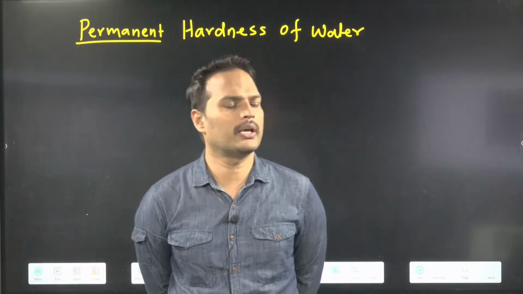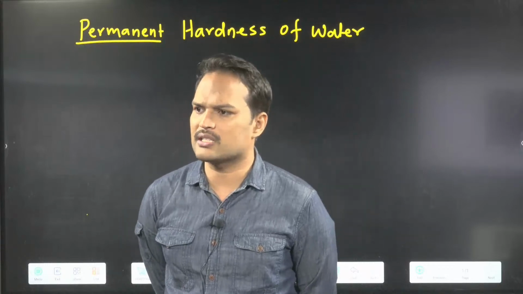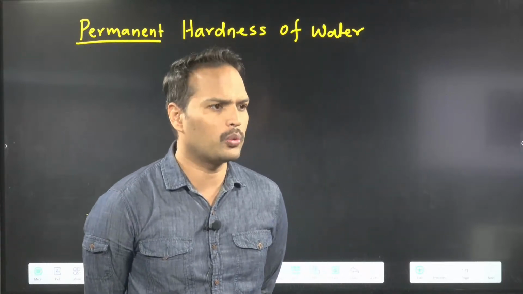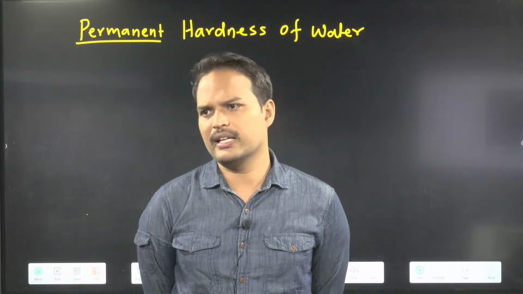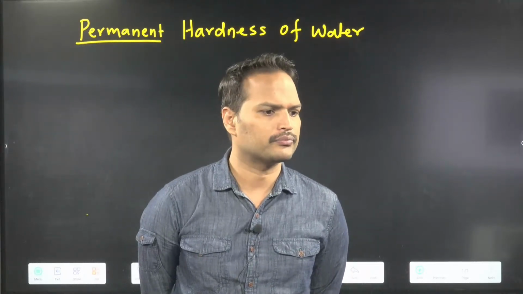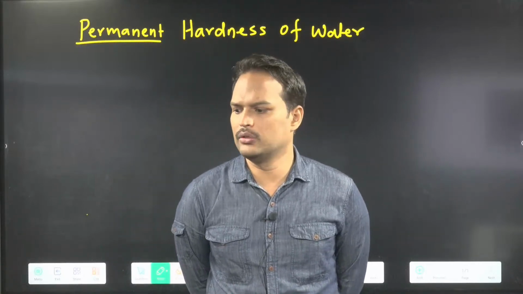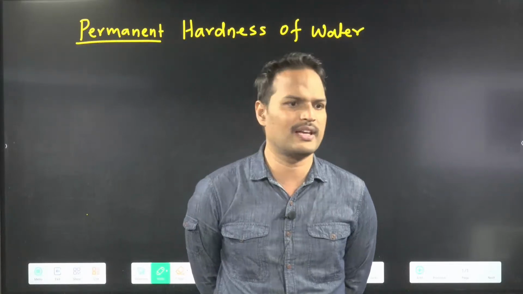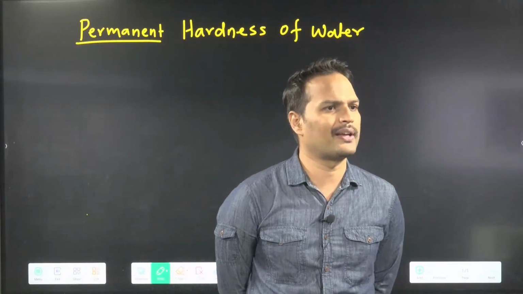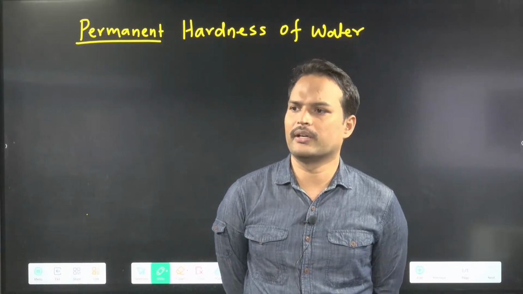Okay? Then the second method was there, that is your Clark's method. Clark's method was using not quicklime. It was using Ca(OH)2. And again, same thing was happening. And then I told you about permanent hardness also. At least we have written one line, just one line we have written. Okay? So we have to mainly start from here.